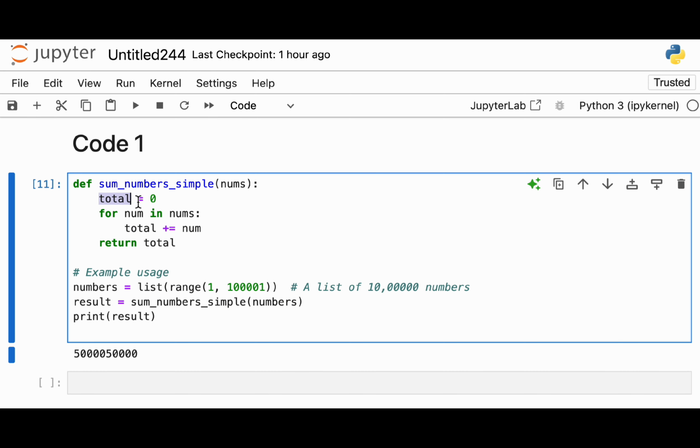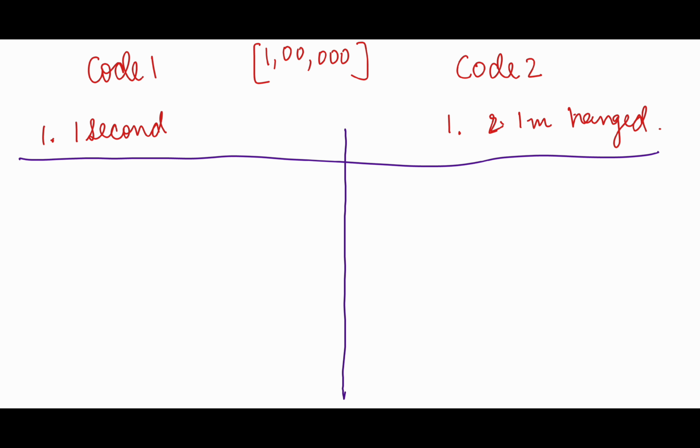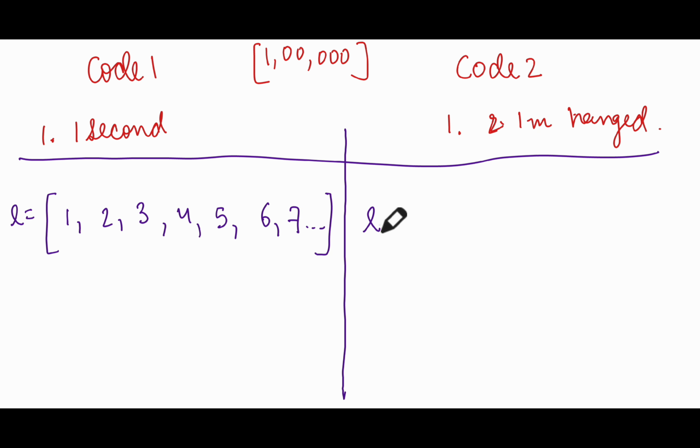Here we are declaring total equal to 0, and we are creating a loop for num in nums. We are just adding each num to the total variable, and we are generating the sum. So what is eventually going on here is that there is a list. For example, let's say the list is 1, 2, 3, 4, 5, 6, 7, and so on. This is the second code as well, for example: 1, 2, 3, 4, 5, 6, 7, and so on.